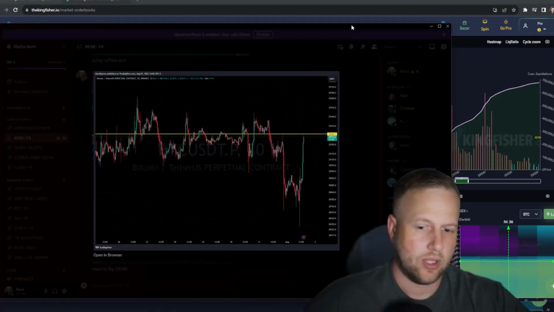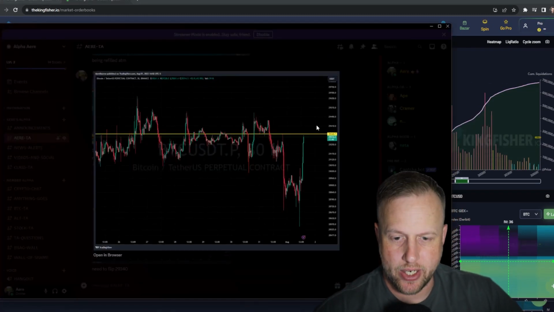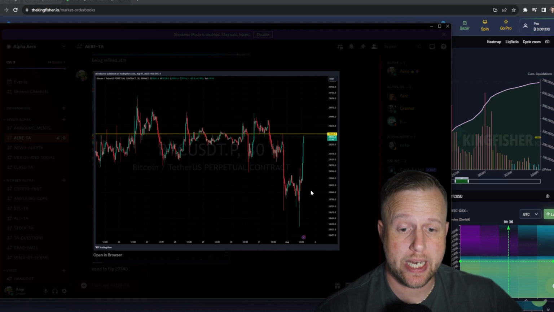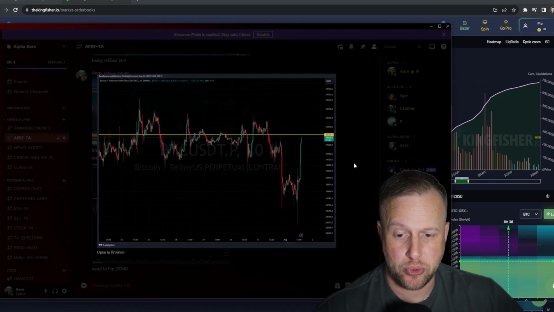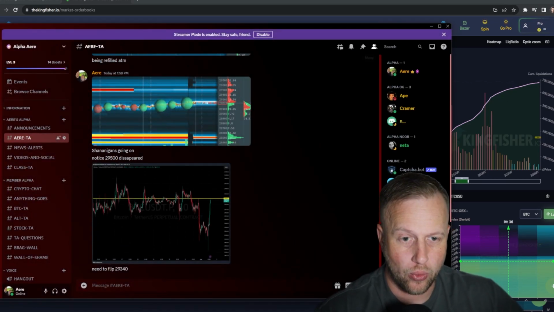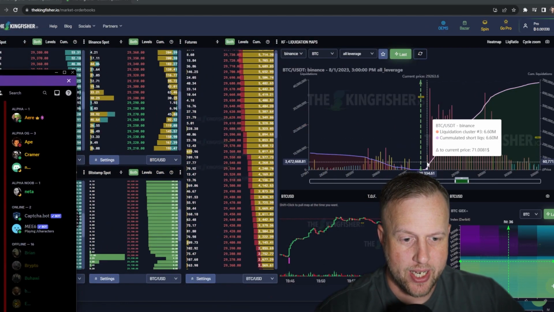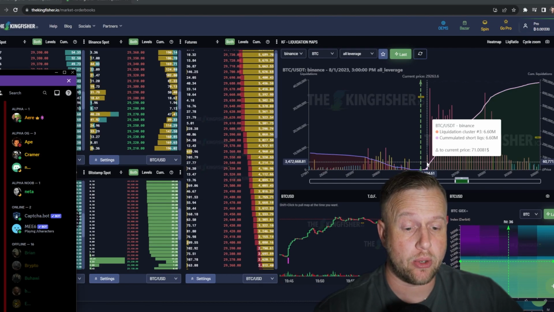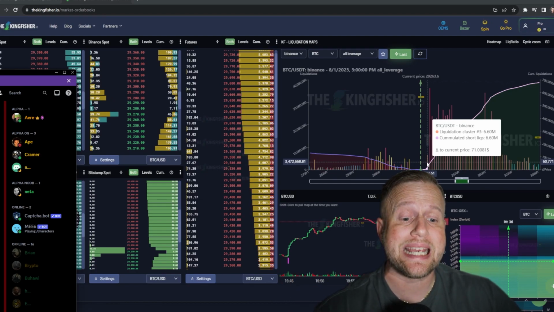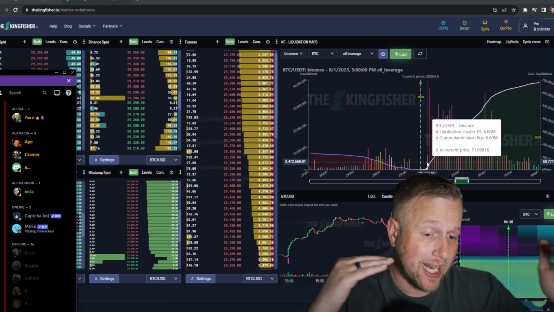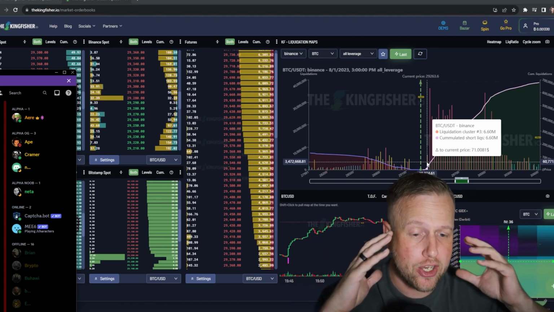Let me show you something. This is insane. I published this in Discord. I said, we need to flip 29,340 to support in order to continue up. We did not do that. I didn't even know at the time that 29,340 is where some short liquidations start. So you can see how these act even on the liquidation side. So it's not just about the order books. You got to put both in your mind.